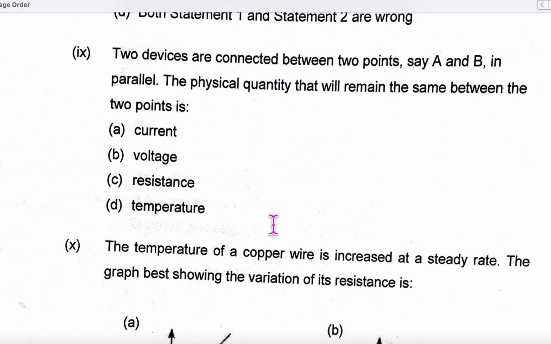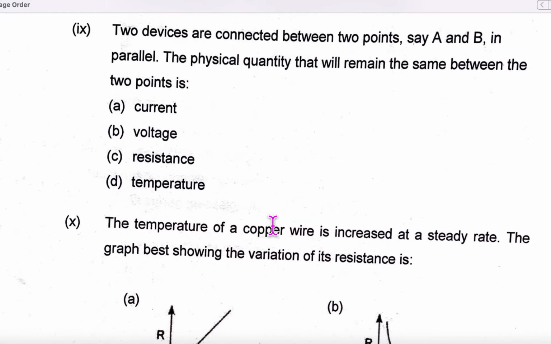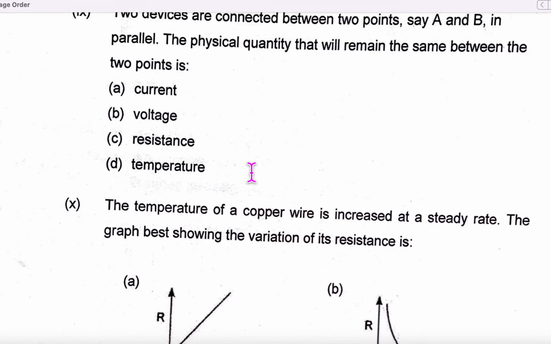Two devices are connected between 2 points, say A and B, in parallel. The physical quantity that will remain the same between the 2 points is. Now, in parallel, what remains same? PD. Where is PD?